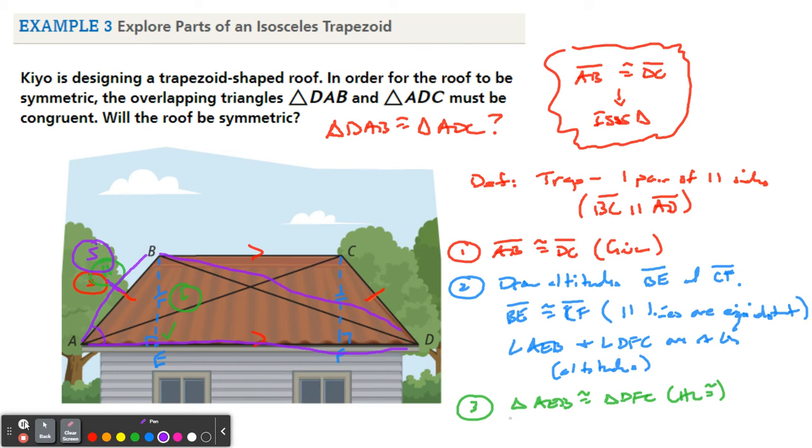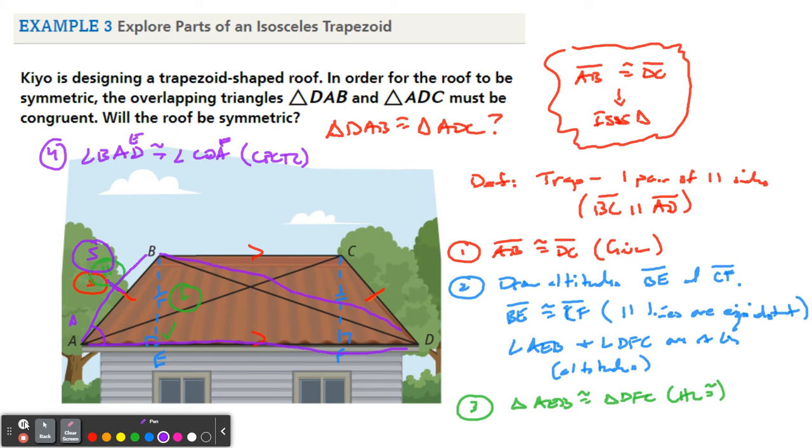Because these two triangles are congruent, in step 4, we can say that angle BAD is congruent to CDA, and that's by CPCTC. Notice I did BAD; I probably should do BAE and CDF, but I just extended it all the way out to the side for the new triangle.